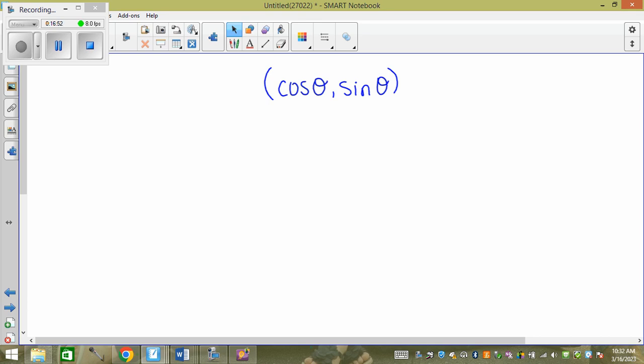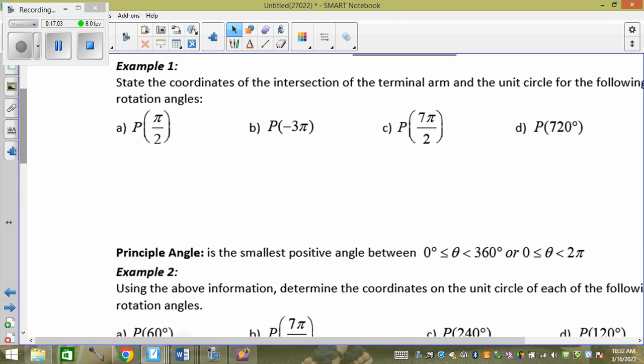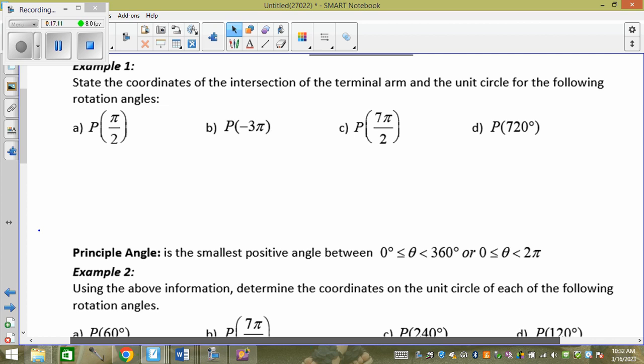We're ready. I'll fill mine in a second. Now, going back to the question. This one says, state the coordinates of the intersection of the terminal arm and the unit circle on the following rotational angles. So we go to pi over 2. Remember, the outside is the coordinates. The inside is the angles. What is the coordinate at pi over 2? 0 and 1, because it has a radius of 1, right?